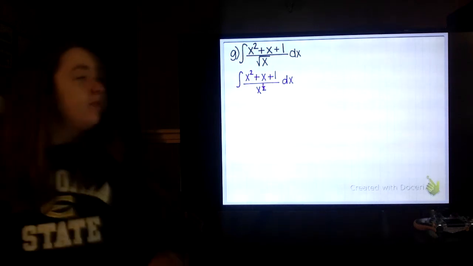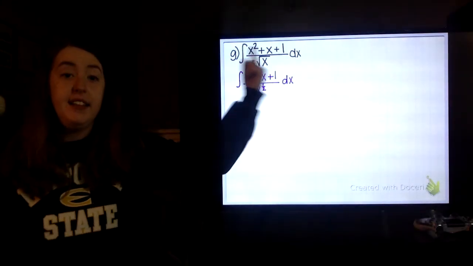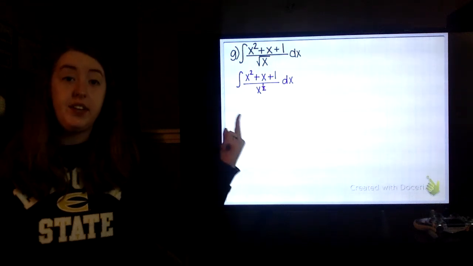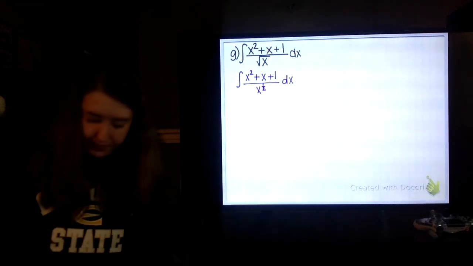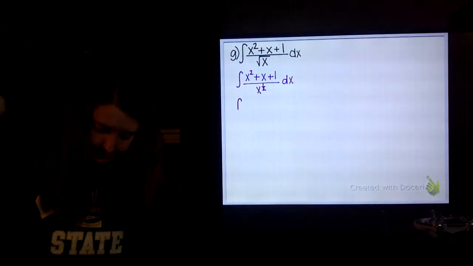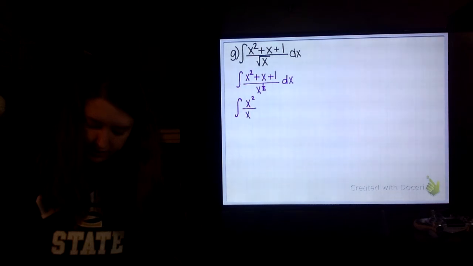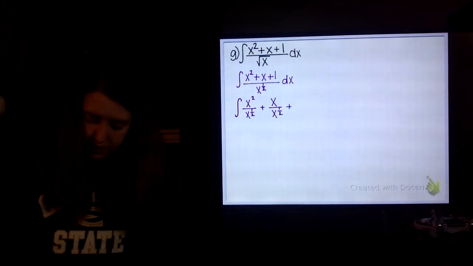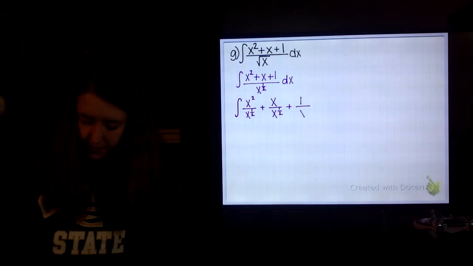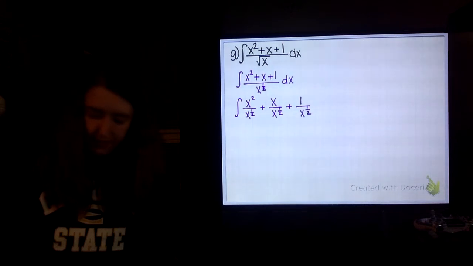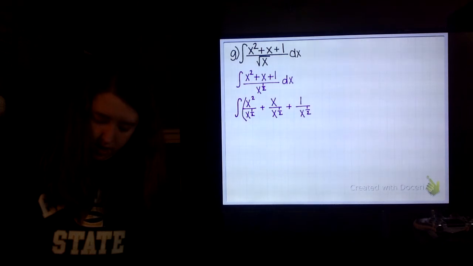So now, remember, this guy, since it's dividing this entire polynomial, is going to divide each one of those individually. So I have x squared over x to the 1/2 plus x over x to the 1/2 plus 1 over x to the 1/2 dx.